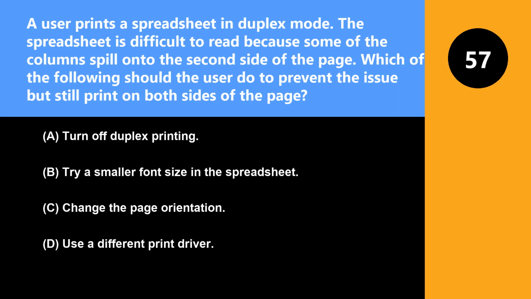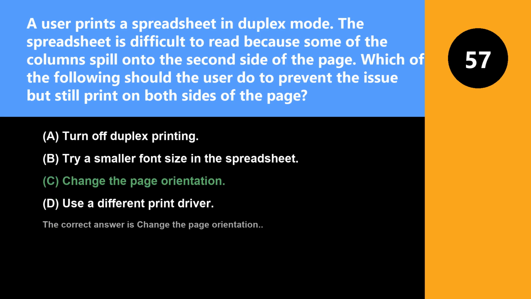Question 57. A user prints a spreadsheet in duplex mode. The spreadsheet is difficult to read because some of the columns spill onto the second side of the page. Which of the following should the user do to prevent the issue but still print on both sides of the page? Option A, turn off duplex printing. Option B, try a smaller font size in the spreadsheet. Option C, change the page orientation. Option D, use a different print driver. The correct answer is option C, change the page orientation.